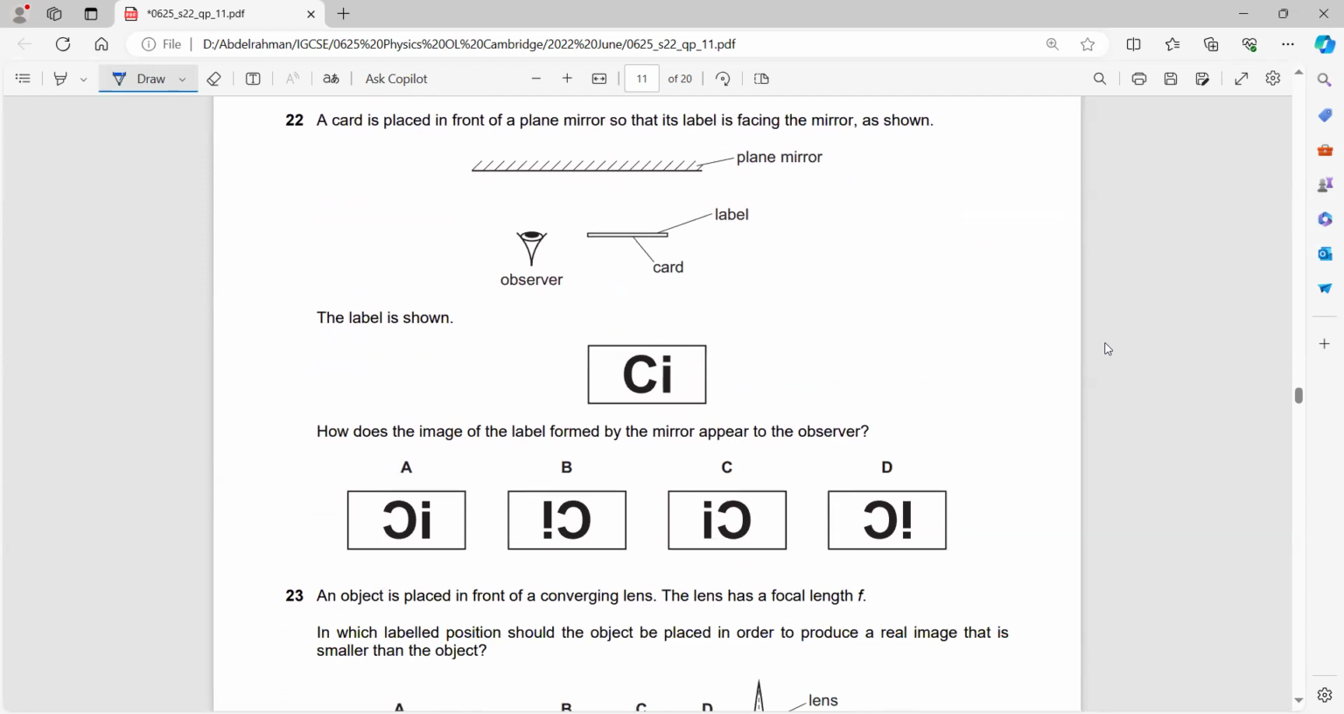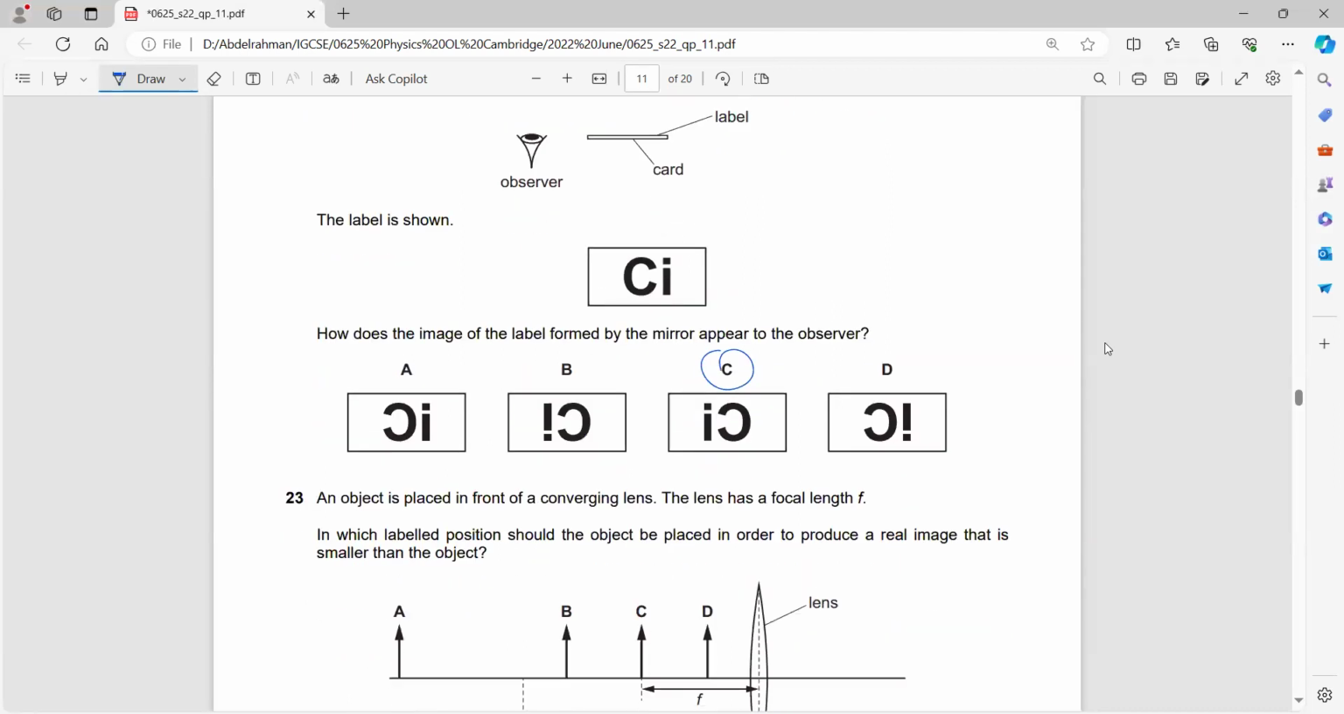A card is placed in front of a plane mirror so that its label is facing the mirror as shown. How does the image of the label formed by the mirror appear to the observer? C, of course. Laterally inverted. Laterally inverted means the left will become right and the right will become left. Right, laterally inverted.